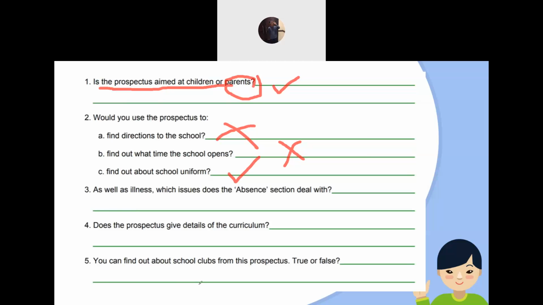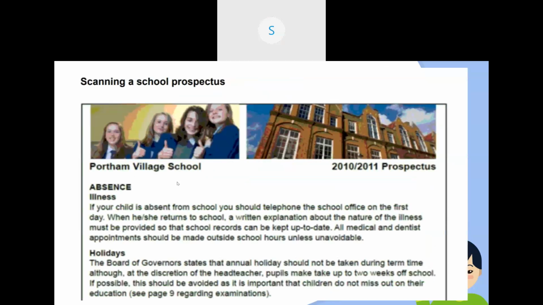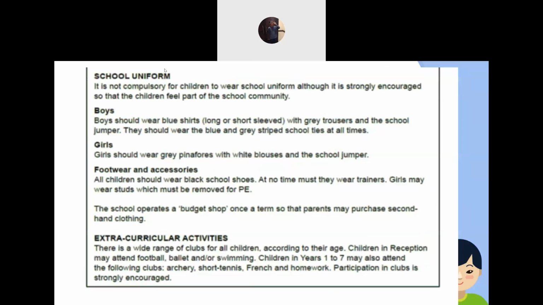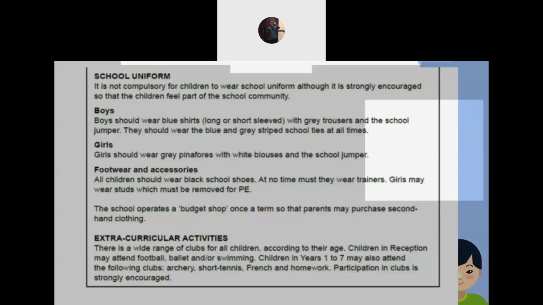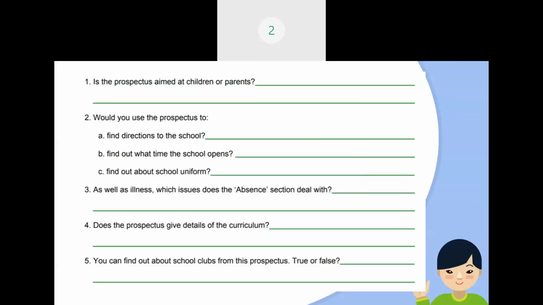Does the prospectus give details of the curriculum? Did they mention the details of the curriculum? Okay, now let's go back. So, skim again. They talk about illness, holidays, school uniform, and extracurricular. So, did they mention the curriculum? No, they didn't mention anything about the curriculum.